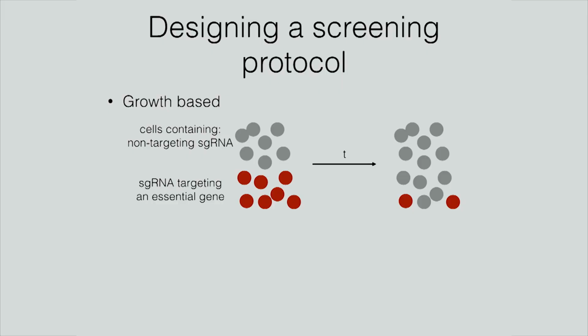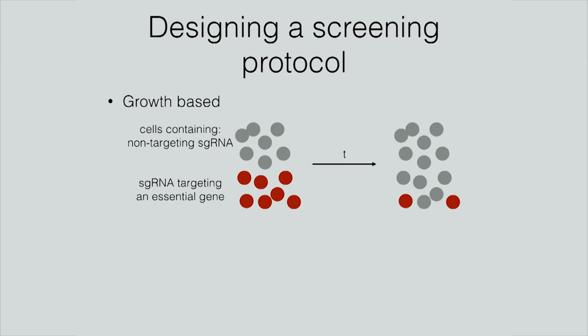So I just wanted to go through a few very typical screen designs and the things that we think about when we're planning to do a screen. So the simplest possible one is a growth screen. You have your population, and if you just had two sgRNAs in your pool, you could have one be a non-targeting guide and then one targeting like a ribosomal gene that's essential for cell viability.